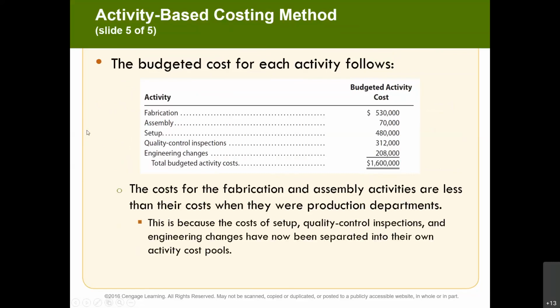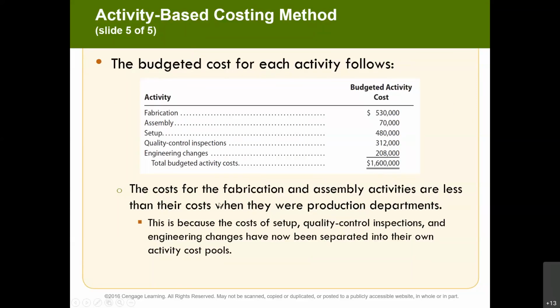So looking at it by an activity base. For fabrication, we budgeted $530,000. For assembly, we allocated $70,000. For setup, we allocate $480,000. Quality control inspections, $312,000, and for engineering changes, $208,000, which still gets us back to our total allocation of overhead of $1.6 million.